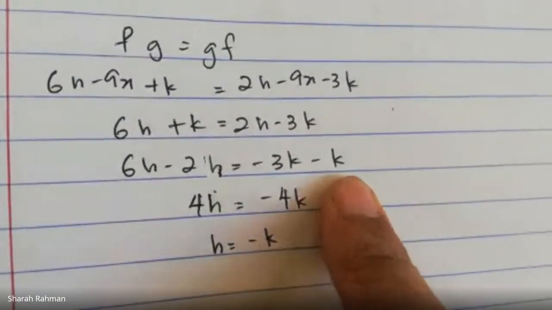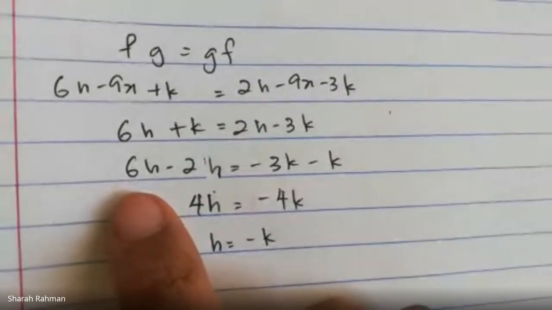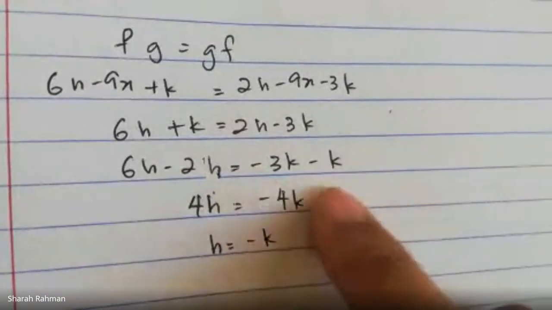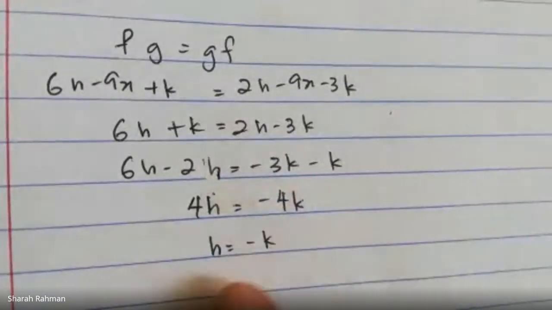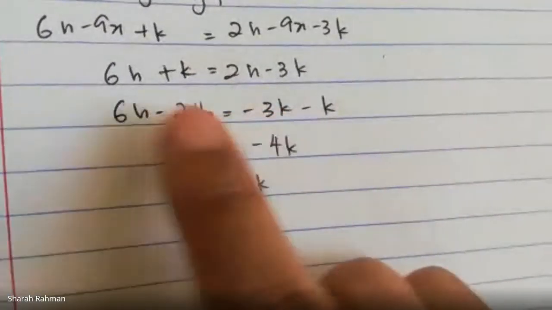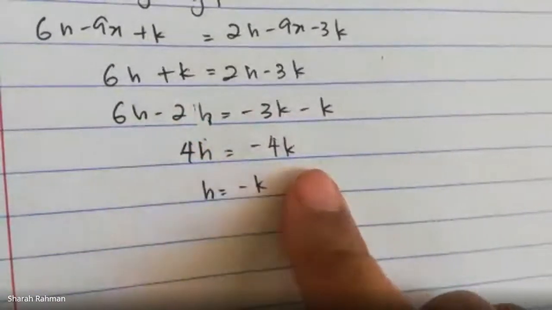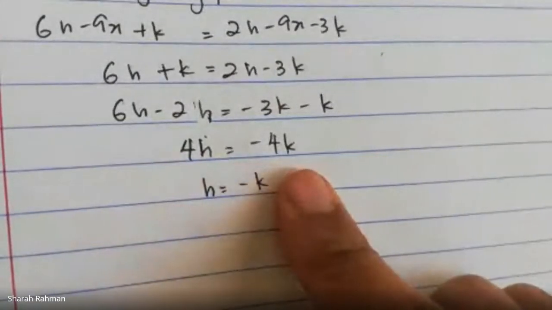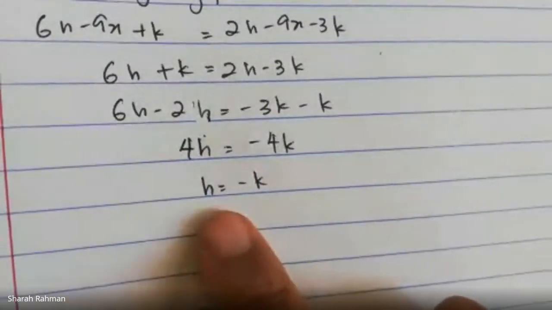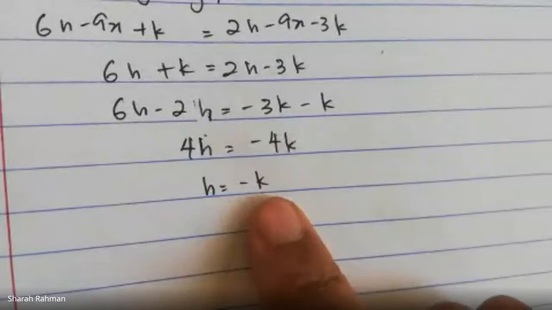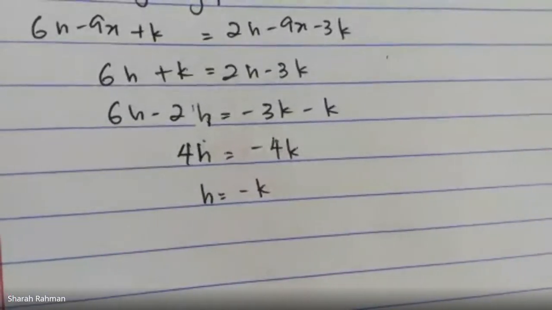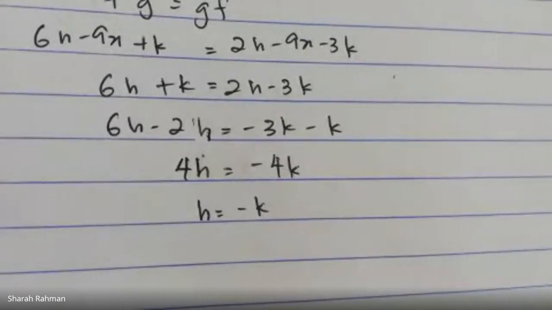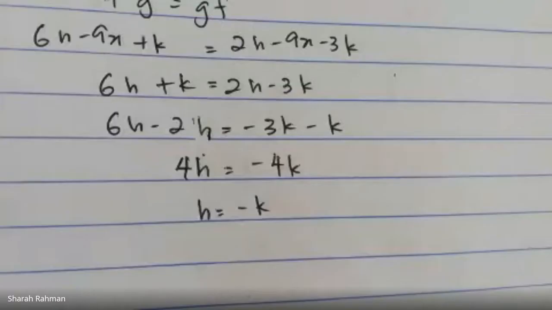So then we have 6h minus 2h, we get 4h. Then negative 3k minus k, we get negative 4k. Then 4 here, 4 here, 4 divided by 4, bring to here, becomes negative 4 divided by 4. So the last one we will get h equals to negative k. So Sandira, until here, is that clear? Yeah, okay, teacher.